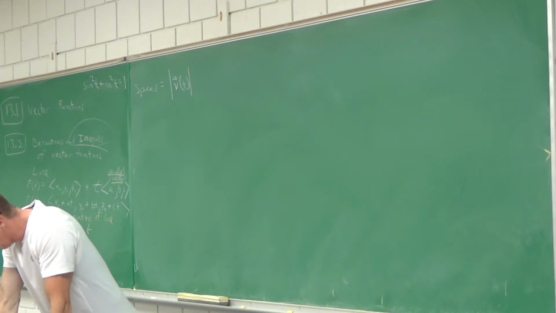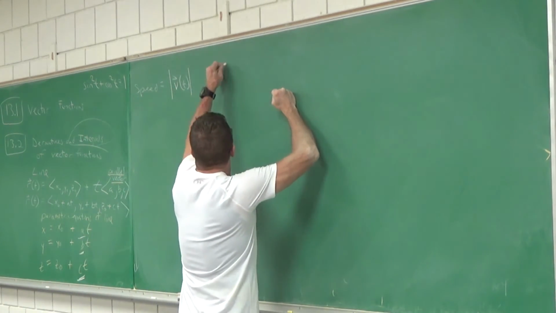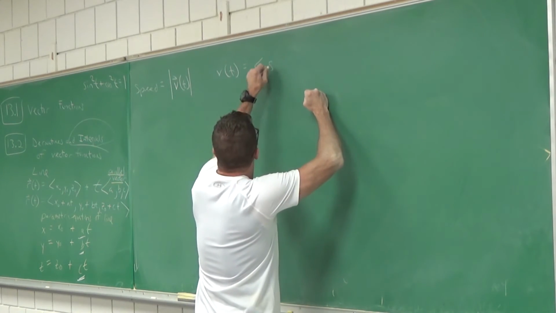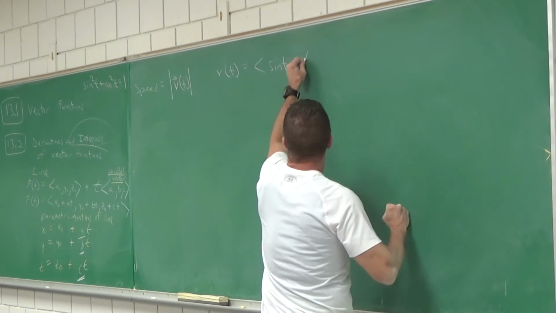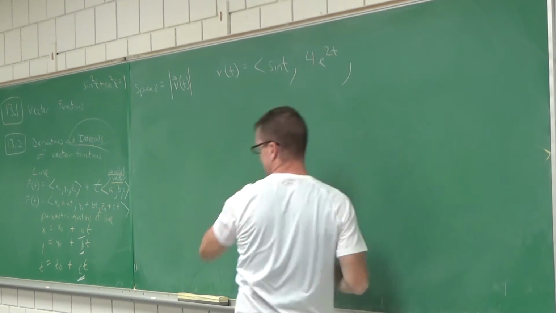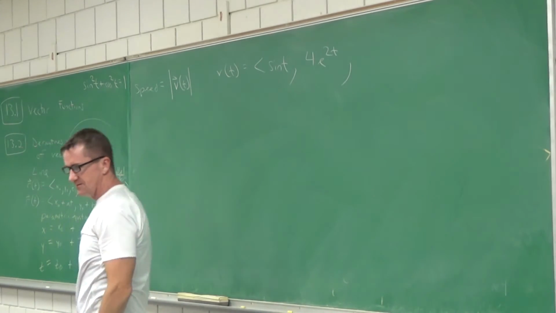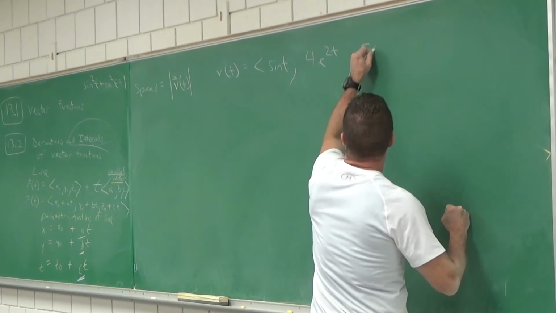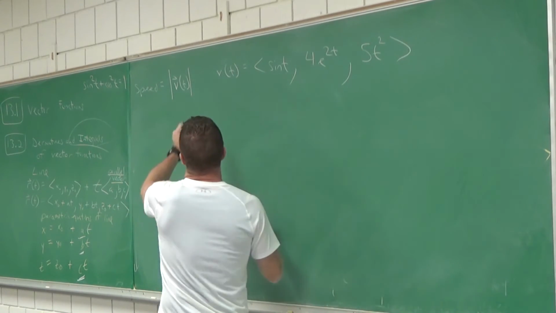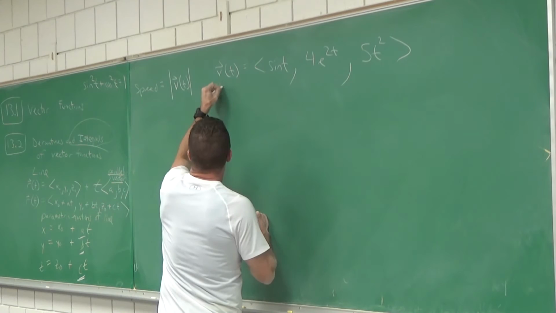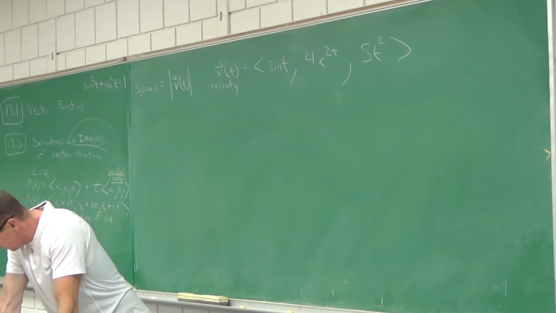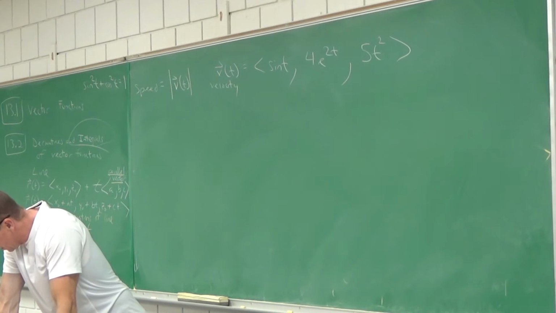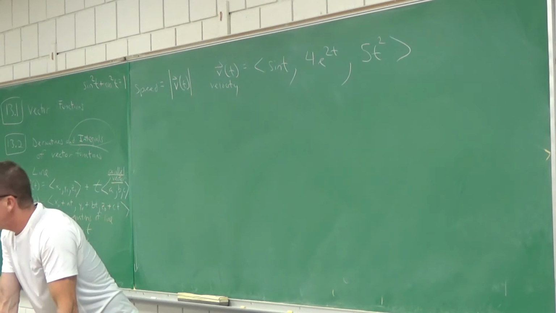All right, v of t equals sine of t, 4e to the 2t, and 5t squared. This is velocity, or the tangent vector. The question is, can you find the position vector? And in fact, they gave us one point.